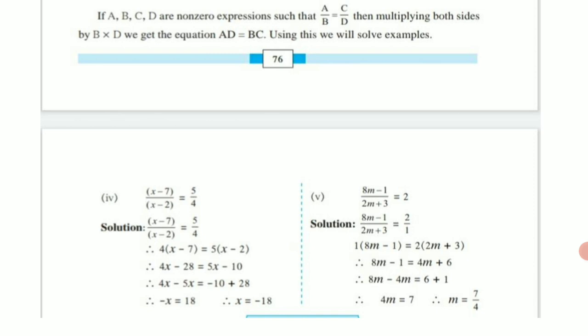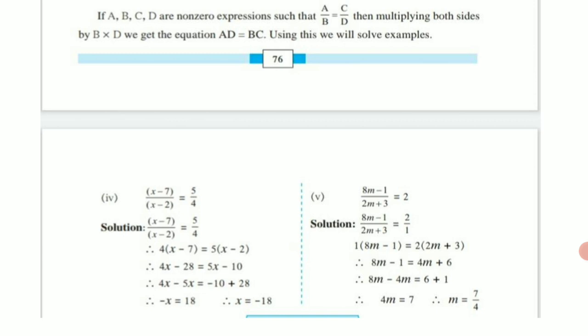If a, b, c, d are non-zero expressions such that a upon b is equal to c upon d, then multiplying both sides by b into d, we get the equation ad is equal to bc. Using this, we solve some examples. Example number 4, x minus 7 upon x minus 2 is equal to 5 upon 4.